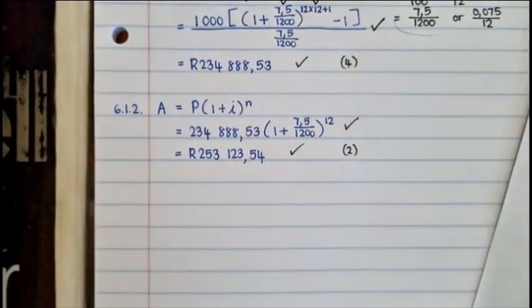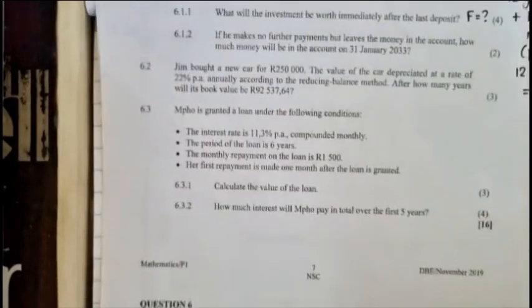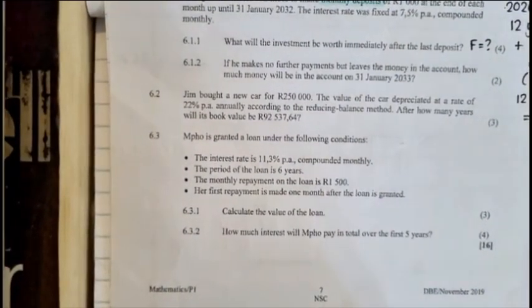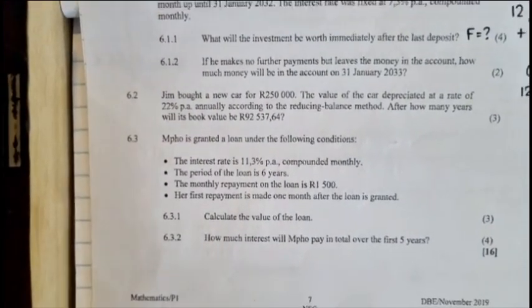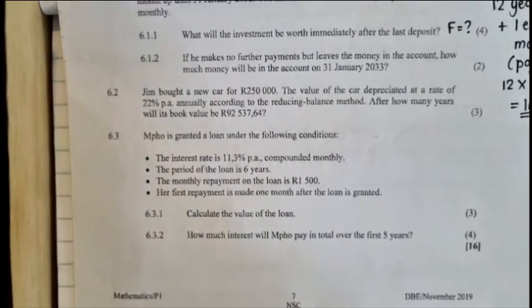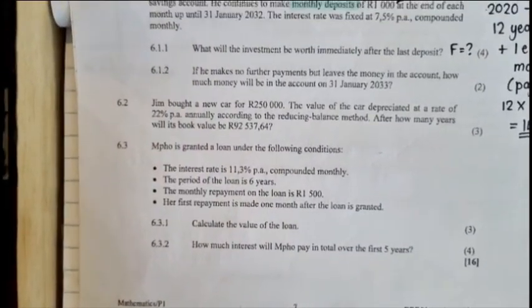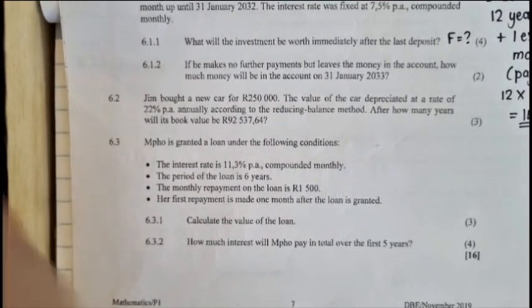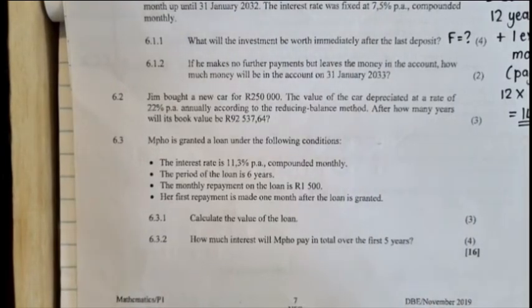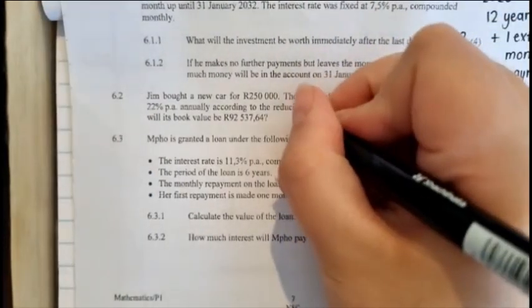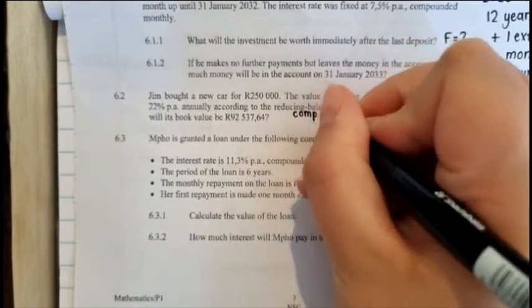Okay, 6.2. I'll just turn my page here. There we go. 6.2. Jim bought a new car for 250,000 Rand. The value of the car depreciated at a rate of 22% per annum. That's quite hectic, but it is like that in real life. 22% per annum annually according to the reducing balance method. Now, reducing balance is the compound one. So you're going to have to use compound depreciation, that formula.